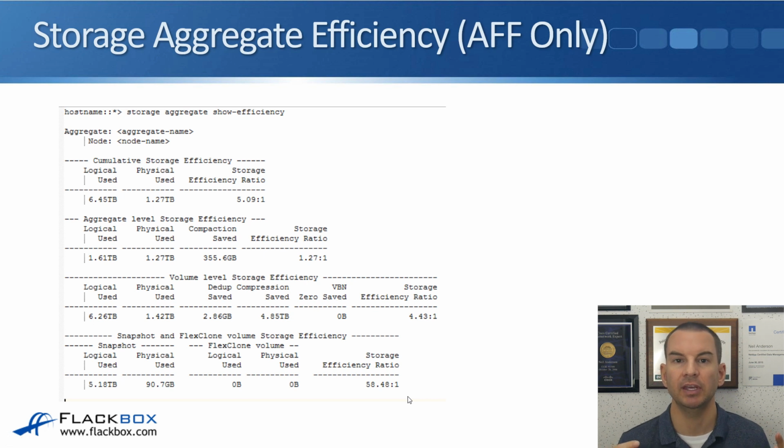A command that is supported only on the AFF is storage aggregate show efficiency. The reason is that aggregate level deduplication is only supported on AFF systems, not on FAS. You can see here that this is reported as a ratio as well. It gives us the overall ratio across the entire system, and that is also broken down into aggregate level storage efficiency and volume level storage efficiency.